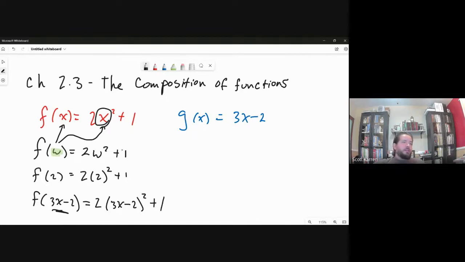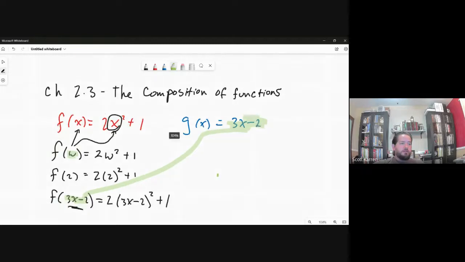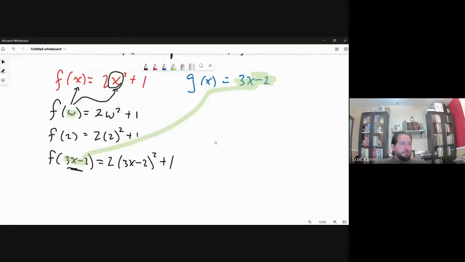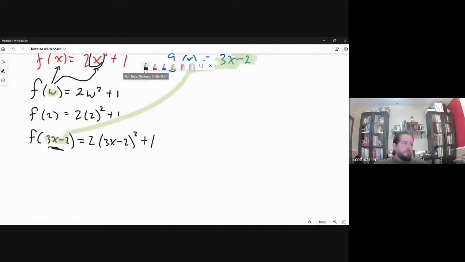But this 3x minus 2 is g of x. And so we might see this written as f of g of x. Okay. This is the same thing. Because g of x is equal to 3x minus 2, I can write this as f of g of x. And so this is one notation for it.